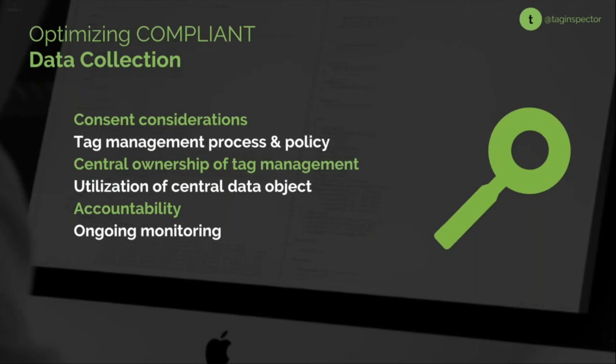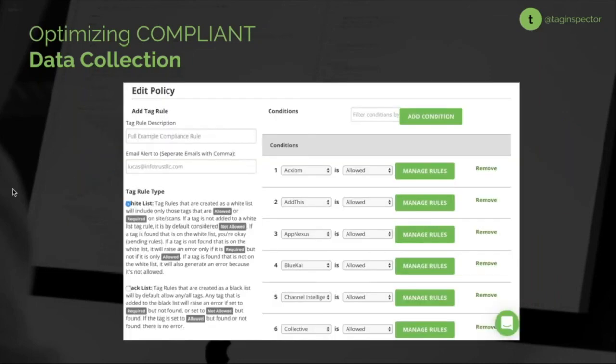Fifth thing here, accountability, making sure and holding, both contractually as well as operationally, your different partners and platforms and vendors that you're using accountable for compliant data collection. And then finally, ongoing monitoring, making sure that you have some processes in place to ensure that only compliant data collection and only authorized, approved tags and vendors are loading moving forward.